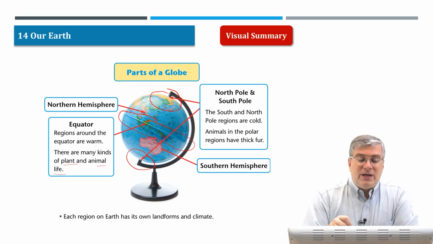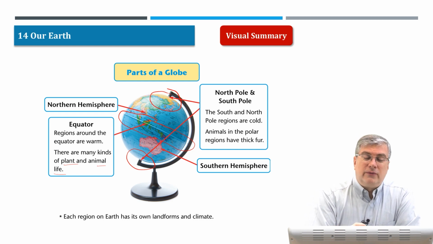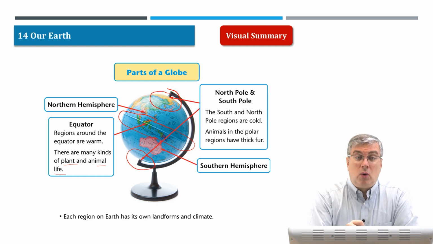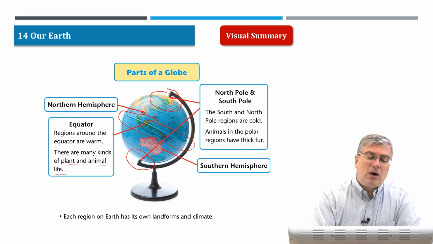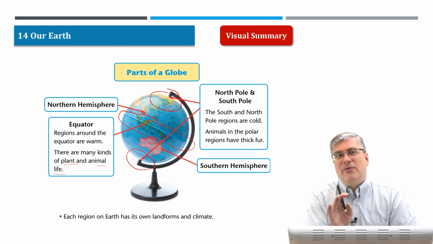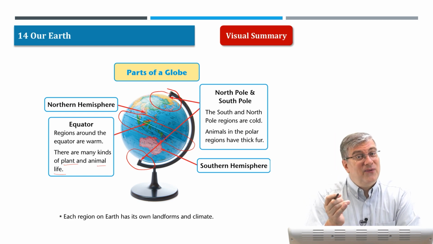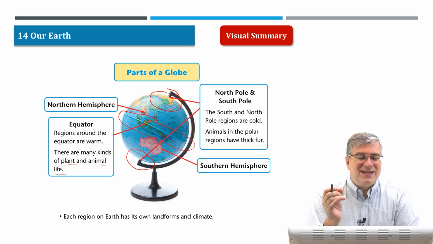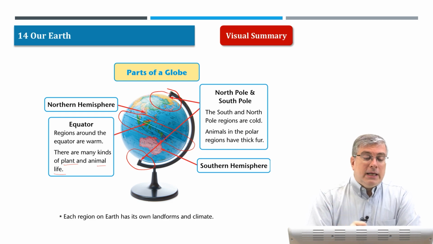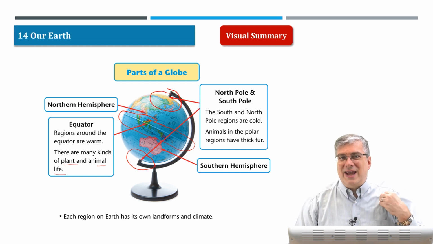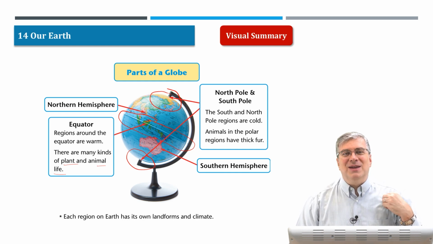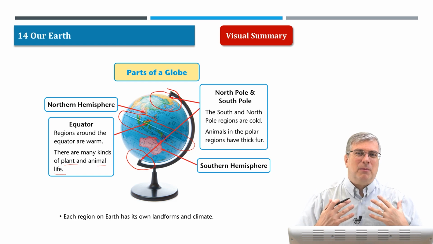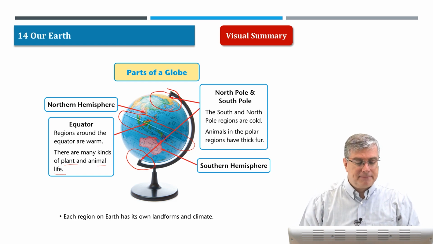Animals in the polar regions have thick fur. So, of course, you've heard of polar bears, right? Polar bears have very thick fur, and they run around up there. Now, there are no polar bears in the southern pole, but there are penguins. Penguins don't have thick fur, but they do have thick feathers, right? And they have thick skin that keeps them warm. So animals at the North and the South Pole have to develop some sort of natural coat, right, to keep them warm and to keep their body heat next to their body.